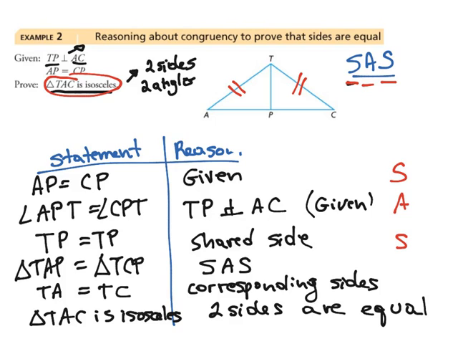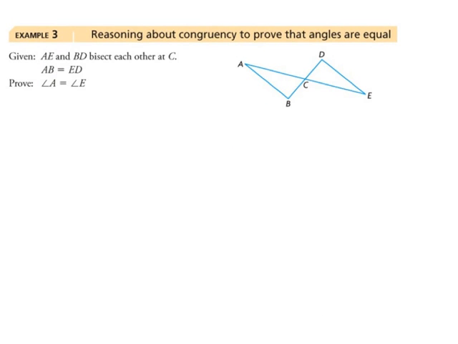We'll do one more problem. So given in this picture, AE and BD bisect each other at C. Bisects means divides into 2 equal parts. So AE and BD are bisecting. Therefore, this side, AC, is equivalent to CE, and CD is equivalent to BC. That's the definition of bisecting. Also, we know that AB is equal to ED. Okay, so AB is equal to DE.